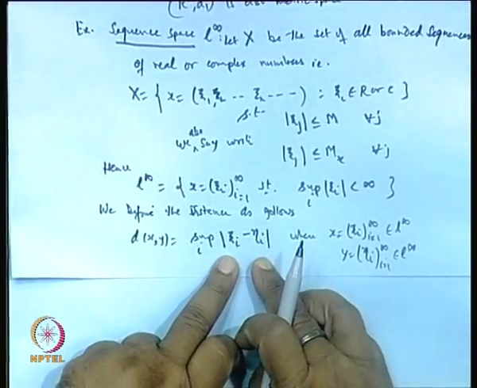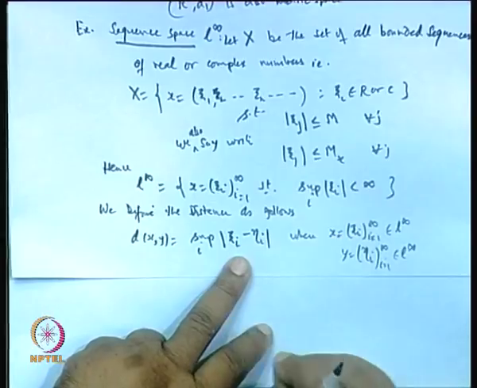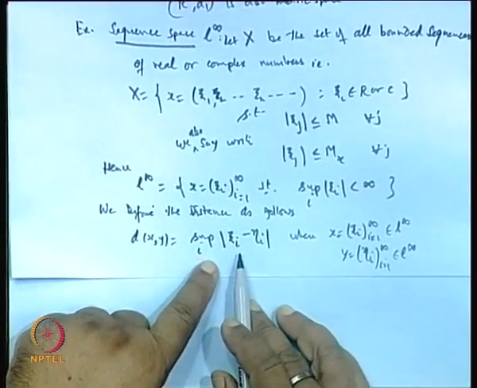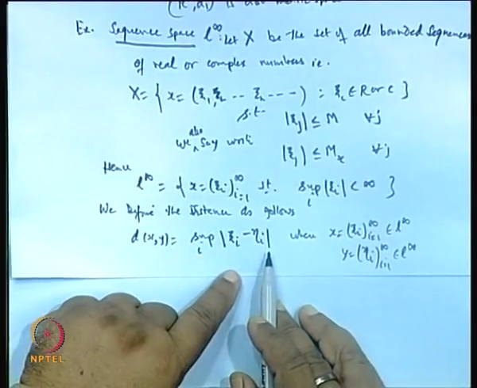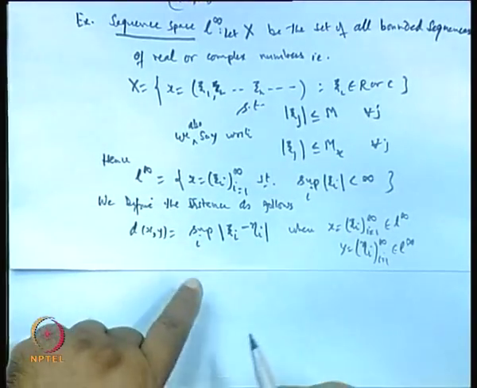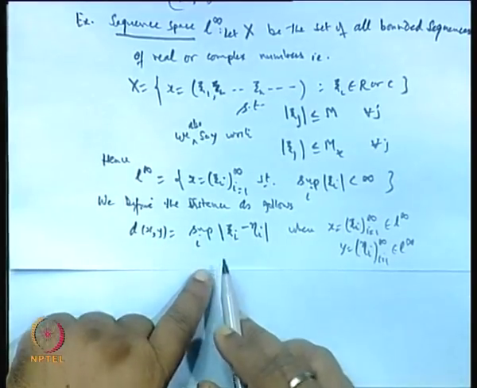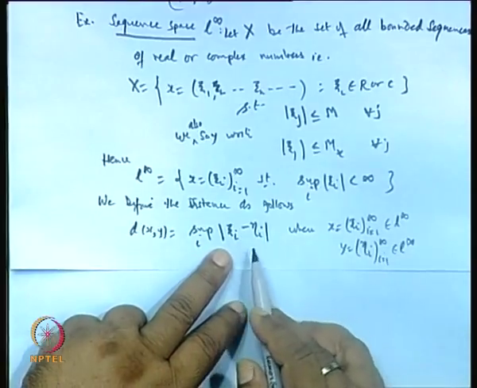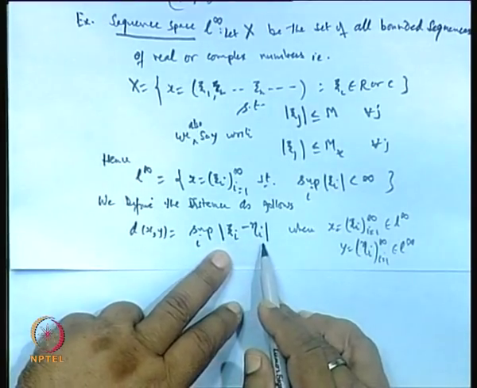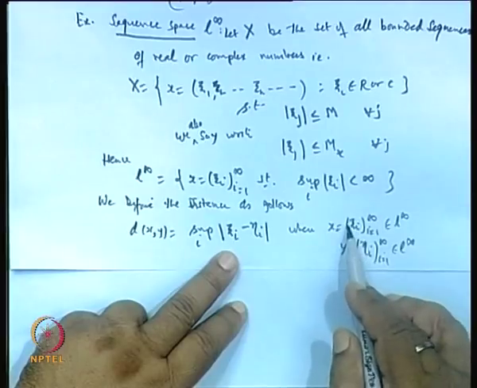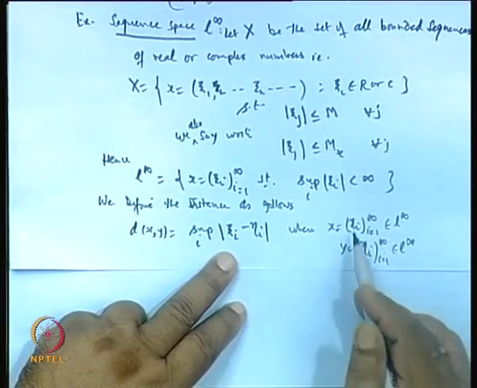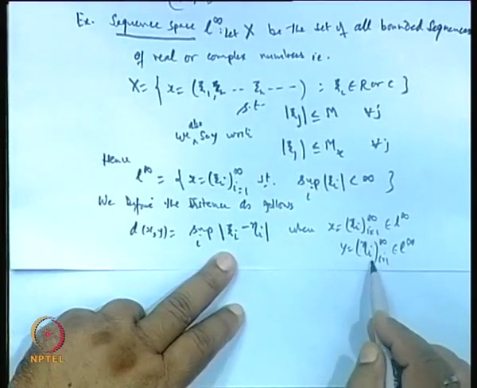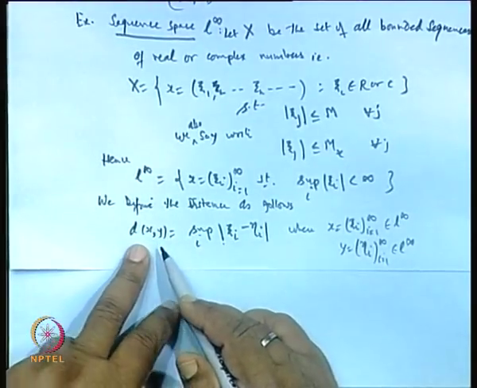Now, this clearly satisfies all the conditions of the metric. First, it is greater than or equal to 0 because of the mod. It is a finite real quantity, non-negative. If it is 0, then the supremum of this thing is 0, which means each individual term must be 0. So, xi must be equal to eta_i for each i. So, x must be equal to y, and conversely if x equals y, then xi must be equal to eta_i for each i. Therefore, this supremum will be 0 and d will be 0.